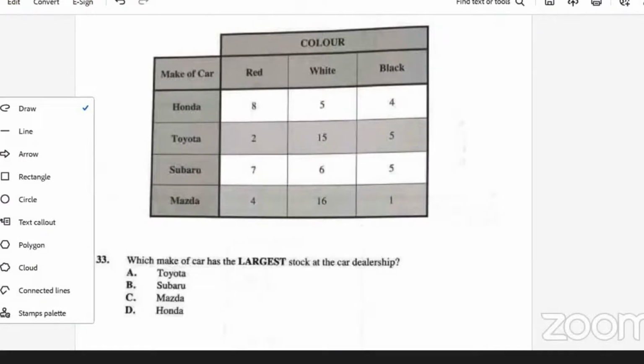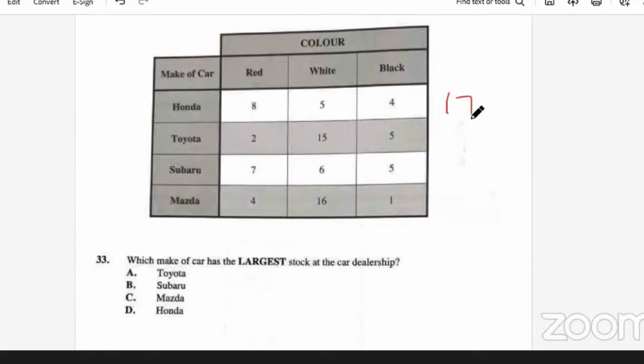8 and 5, that's 13, and 4, 17. 5 plus 5 is 10, plus 2, 22. 7 and 6, 13, plus 5, 18. 16 and 4, 20, plus 1, 21. So which make of car had the largest stock? That would be the Toyota. So the answer for 33 is A.